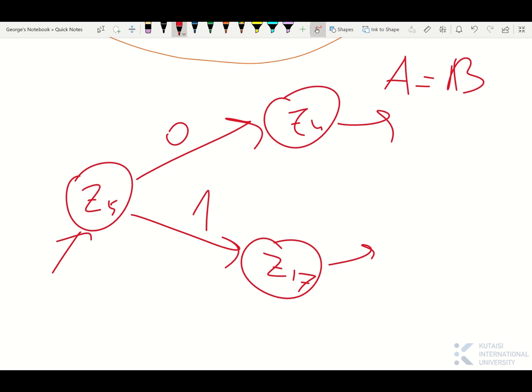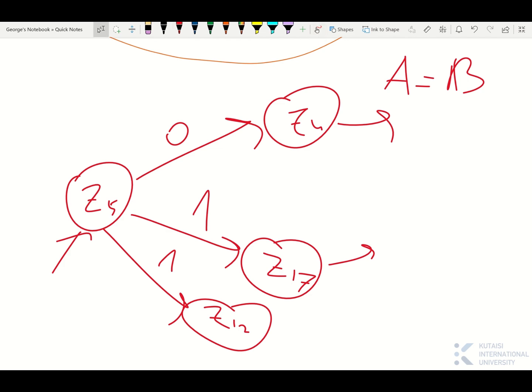What an NFA will do is somehow you will have a choice. So when 1 comes in, you can also go here. This will be an NFA. So it's non-deterministic. It's not completely determined that if you're starting at Z5 and 1 comes in, you go to Z17 or Z12. So there are two possible options. This is all there is, but somehow we'll add more things to it.